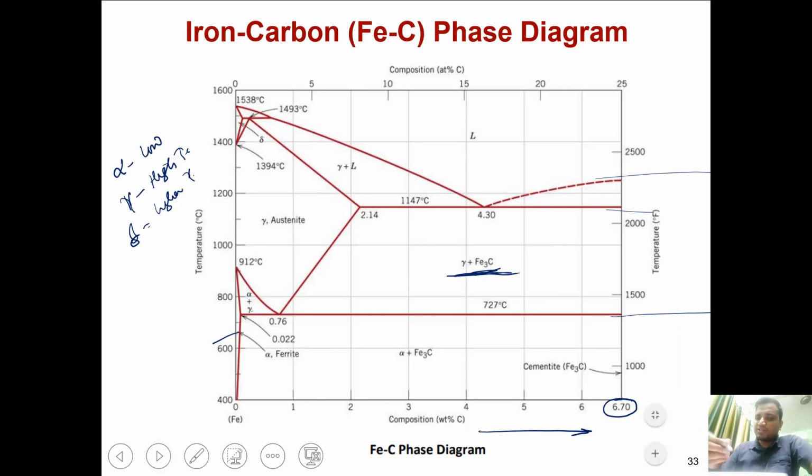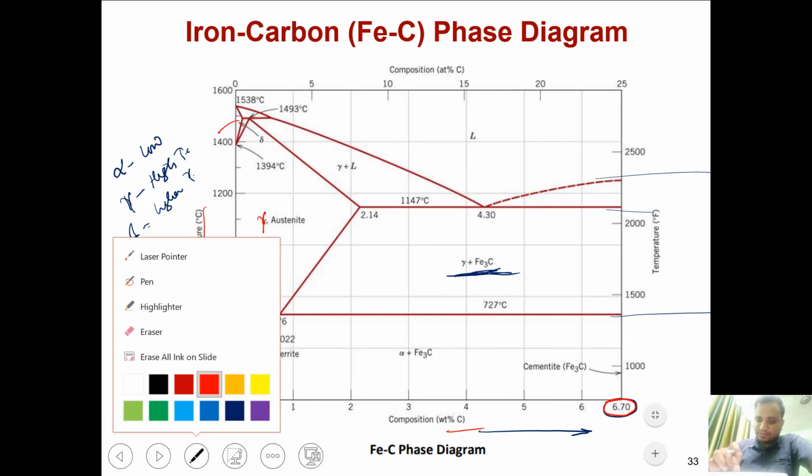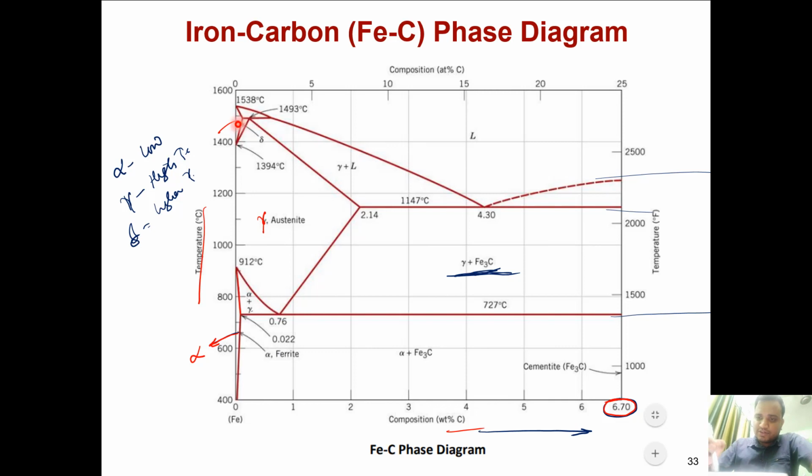Now this is the normal picture, I think you must have seen in every textbook. This is the temperature in degree centigrade, and this is the percentage of carbon, which goes up to 6.67. The first phase which will be forming here, this region is the alpha region, and this is your gamma, then this is your delta, right? Here it is mentioned also. So this is your delta, this is your gamma, this is your alpha.